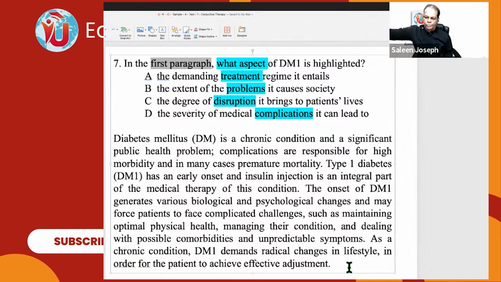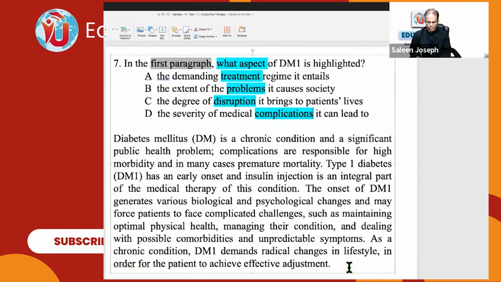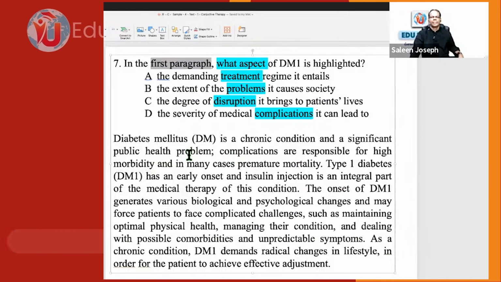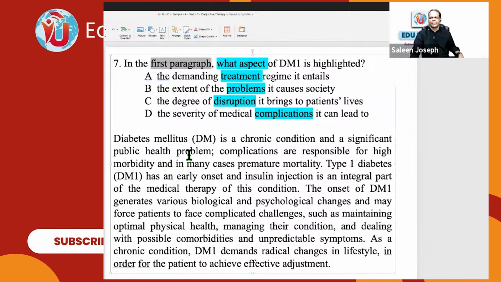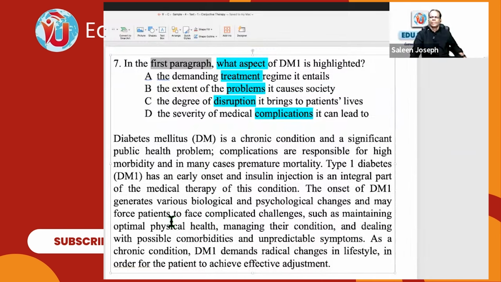Did you get any idea? What do you say? Which option? Type in. C. Okay, why is C? The onset of diabetes generates various biological and psychological changes, which may lead patients to face complicated changes. So there are changes in their lives.